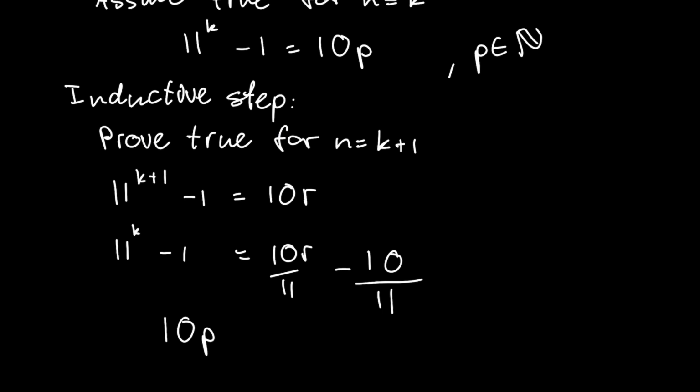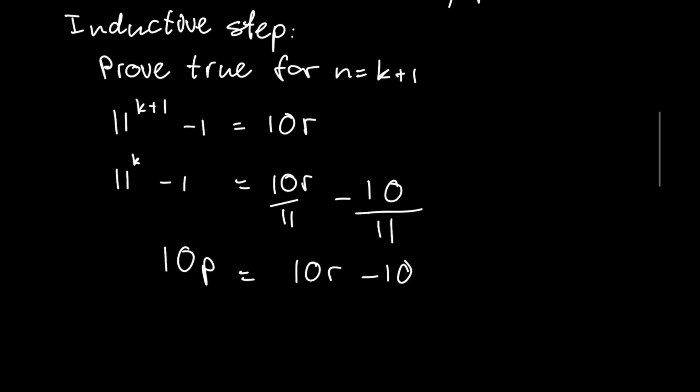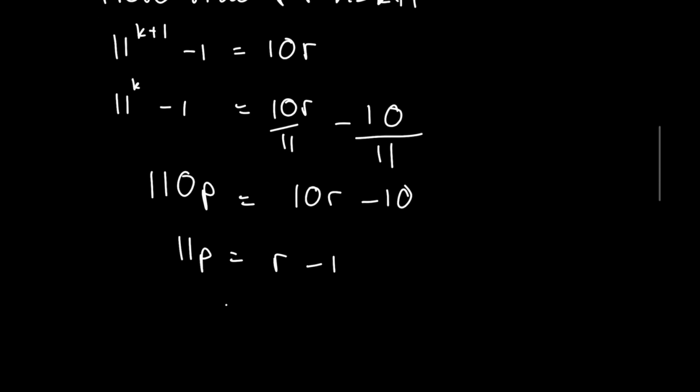Okay. So now we can have our common denominator over here being 11. So that's 10r minus 10 over 11. Okay. And I take that 11 across, I multiply through by 11 now. And then I get 110p is equal to 10r minus 10. And now what I do is I divide through by 10 for every term. So I get 11p is equal to r minus 1. Okay, so now r must then equal 11p plus 1.